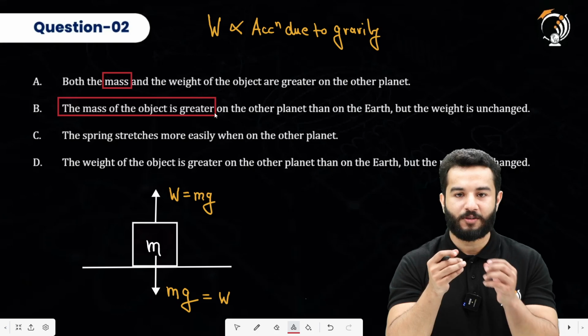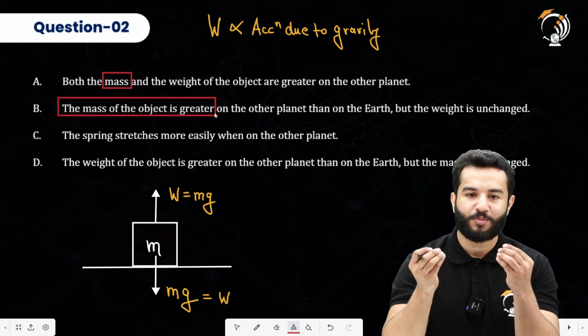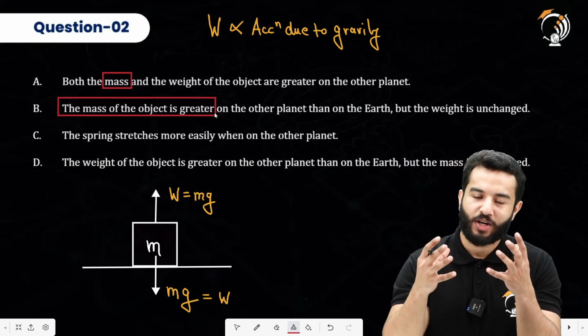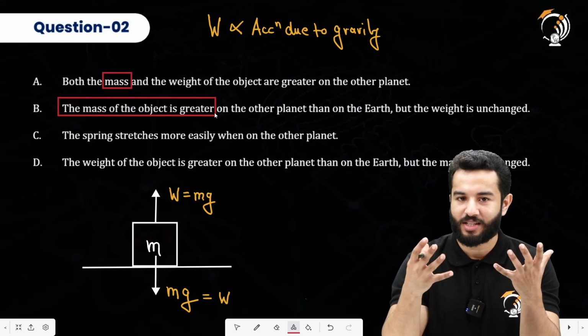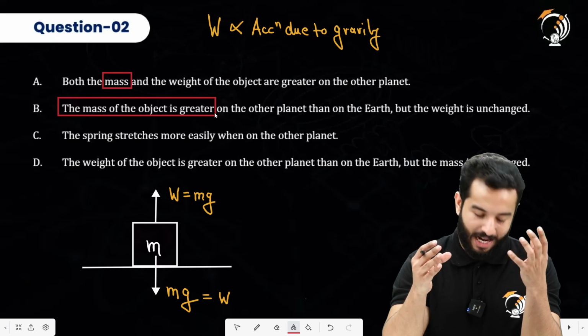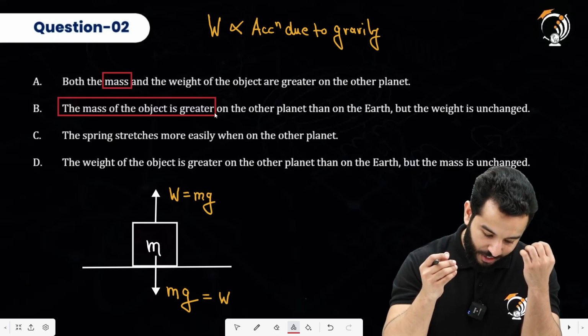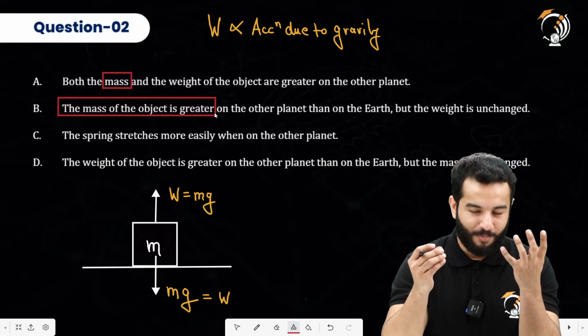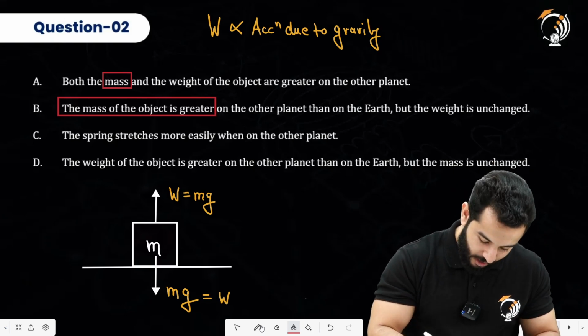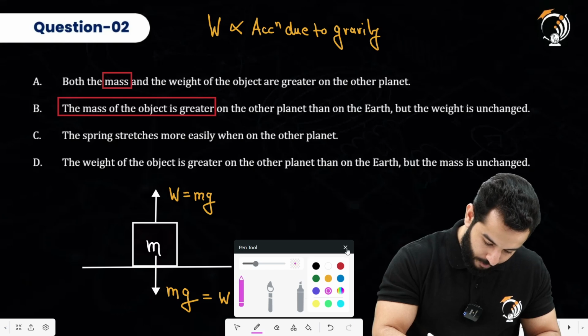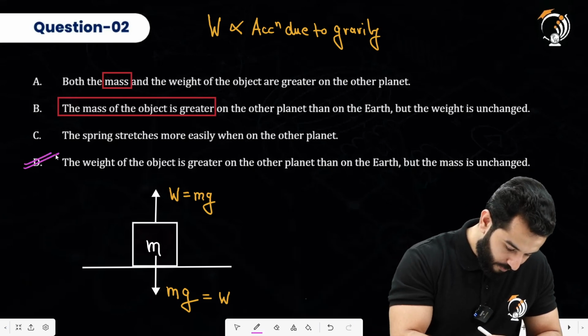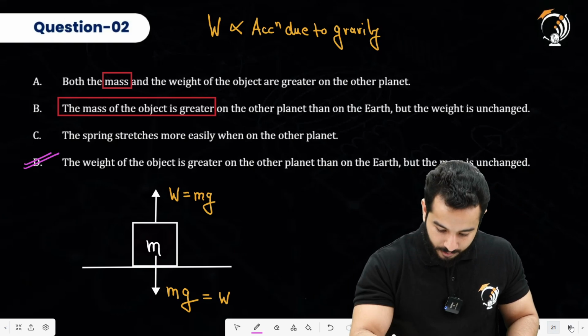Spring is a physical entity. It stretches because of force, right? So it will stretch with the same easiness or with the same difficulty in whichever planet it is. The weight of the object is greater on the other planet than on the earth, but the mass is unchanged. This is absolutely correct. So the correct option is going to be option D. Moving on to the next one.